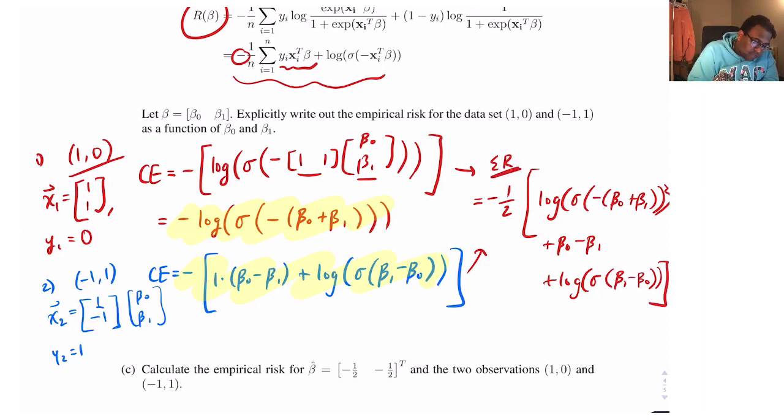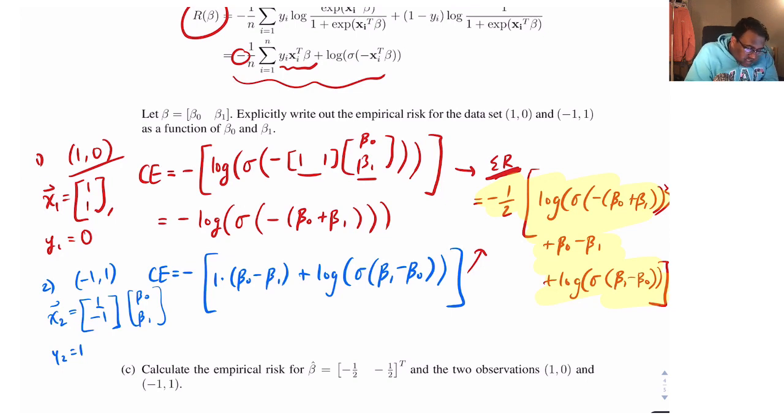Okay, so that's the empirical risk. What I have highlighted, actually, let's clean things up. This is the empirical risk. If you work it out, you'll see that it's equivalent to the expression that's given in the solutions. But again, I don't think it's that important that you're able to work it out until this point.